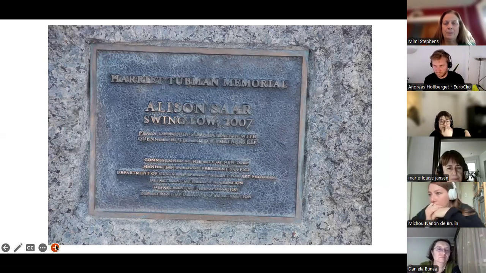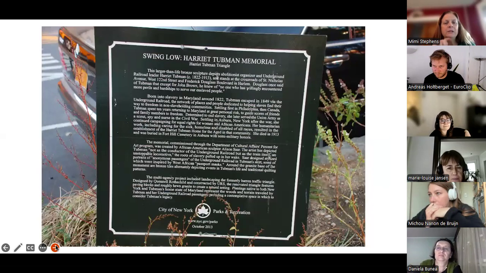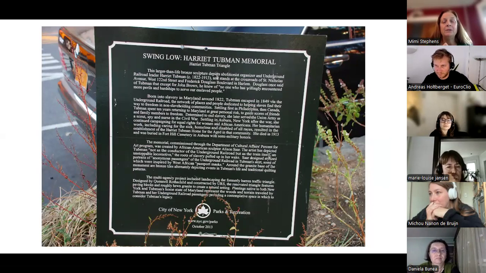So here we go. I'm not going to read this all, but I am going to read a little piece of it. So the image is a larger than life bronze sculpture depicting abolitionist organizer and Underground Railroad leader Harriet Tubman. And it stands at the crossroads of St. Nicholas Avenue, West 122nd Street, and Frederick Douglass Boulevard in Harlem. So this is in New York City in Harlem.